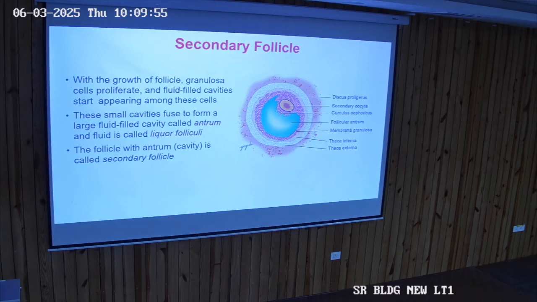The one that is towards the periphery forms the discus proligerus. So you should remember these two names. Cumulus oophorus is towards the cavity and discus proligerus is towards the outer side. That is in touch with the theca interna. Now these cumulus oophorus cells, in the future, are going to form the corona radiata.